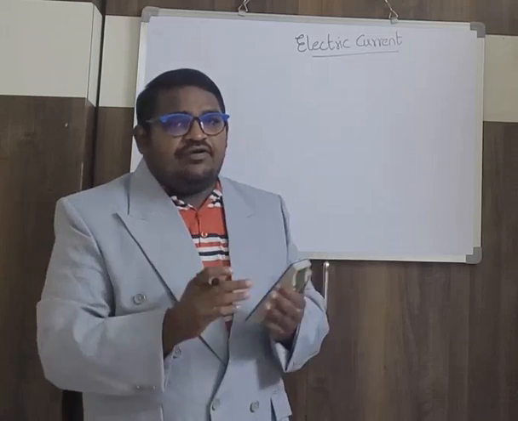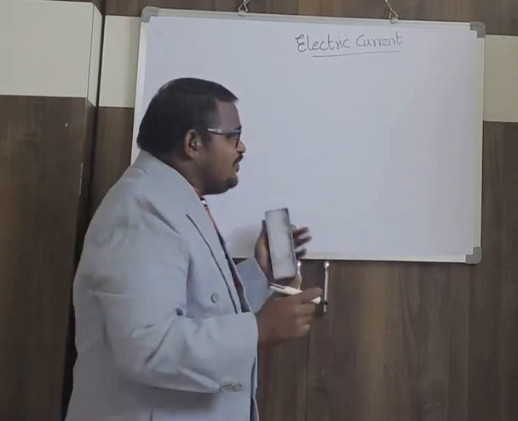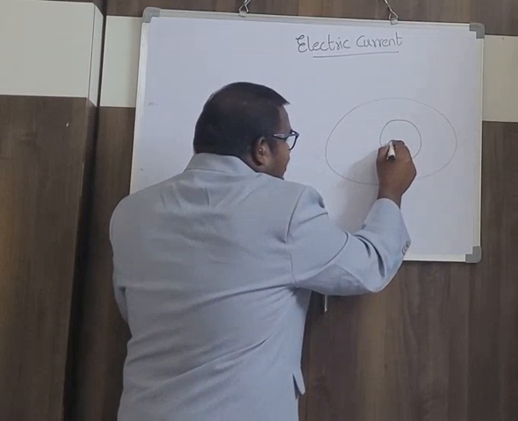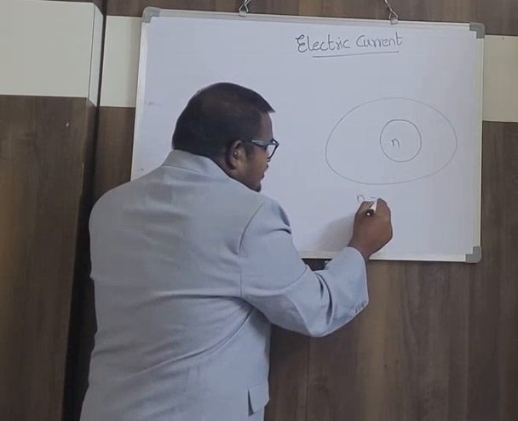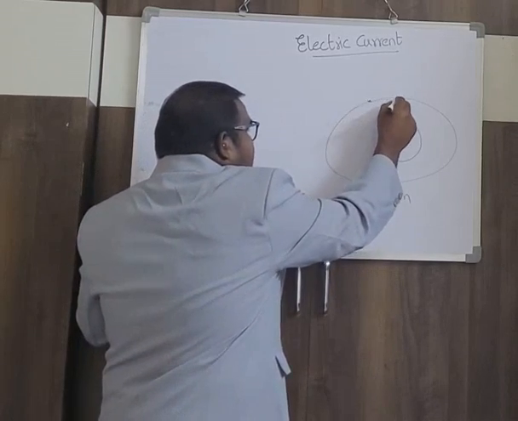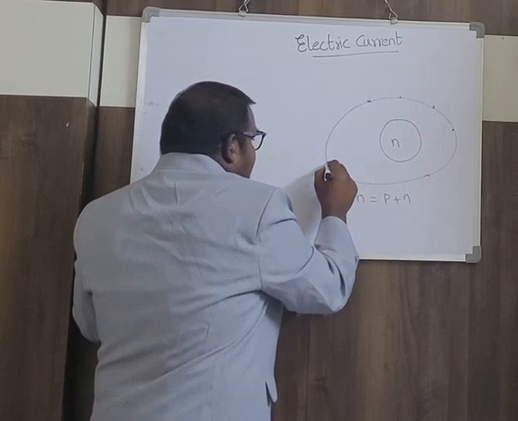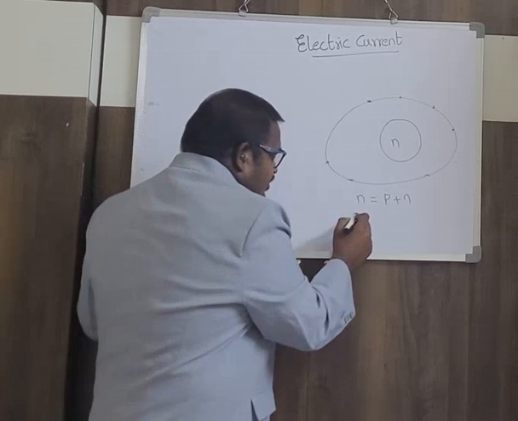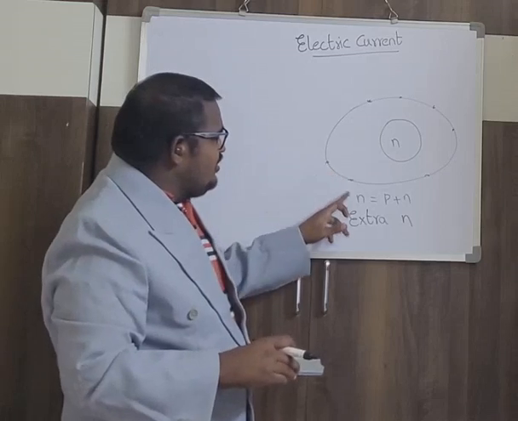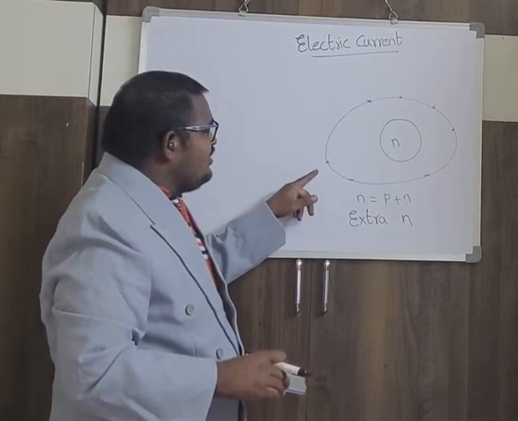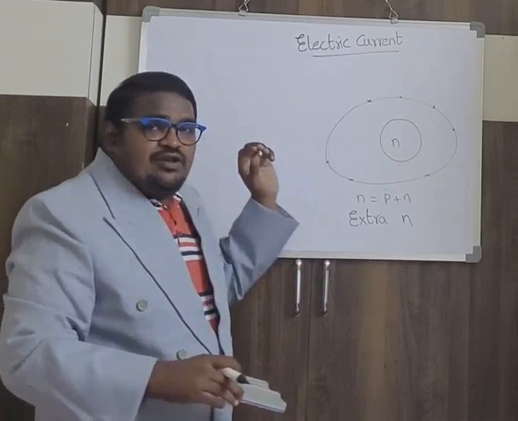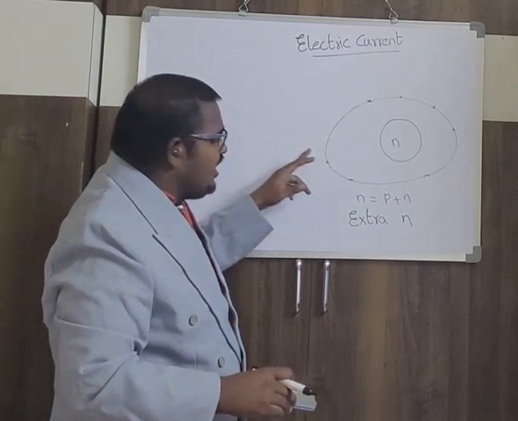Why can't we say the flow of electrons is current? Because if we observe the structure of the atom, this is called the nucleus, which contains protons and neutrons, and here this is the orbit. In the orbit we have the electrons, which are also called extra nuclear electrons. The electron which is very far from the nucleus is called the free electron, because it has low energy, hence it is ready to jump from this atom to another atom.